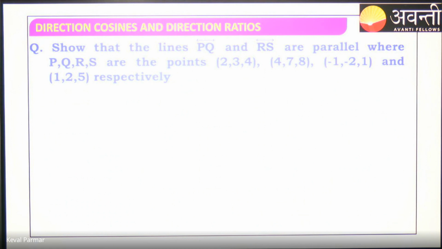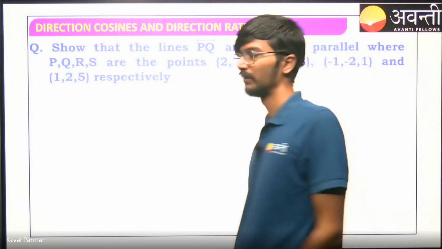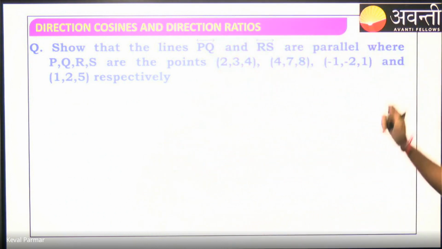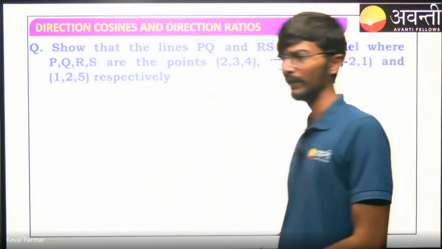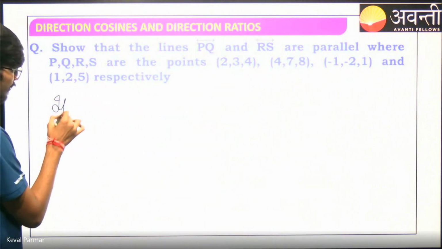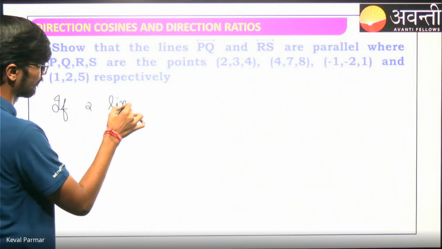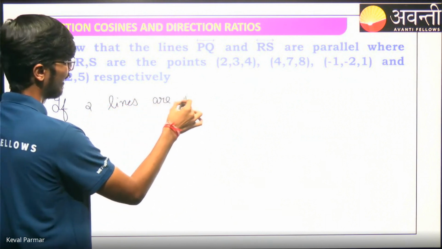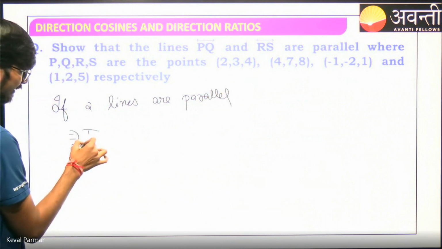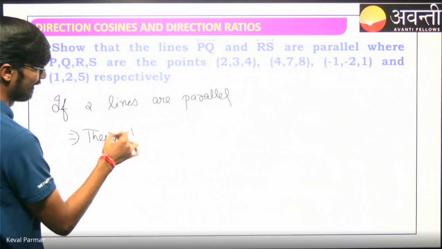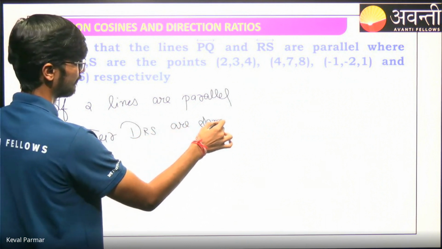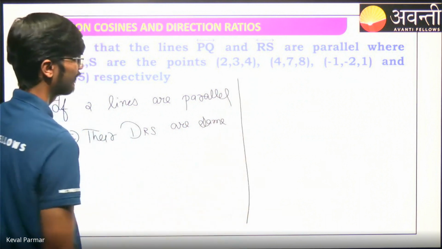Now this is a question of show that. So here we are asked to show that the lines PQ and RS are parallel. So here let me write it as one point. As we all know, if two lines are parallel, it implies their DRs are the same. So let's find the DRs.